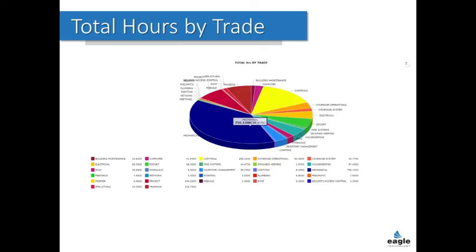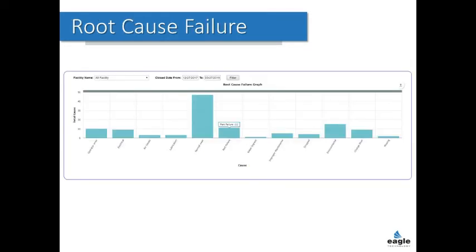Total hours by trade. You can look at the total hours by trade or skill, in other words, the work or work type. How is your team spending their time? Are they spending it on escorting people through a factory? Are they spending it on maintenance? Are they spending it on mechanical issues? Looking at the percentage of how the total hours are spent within your organization can help you manage your resources more effectively.